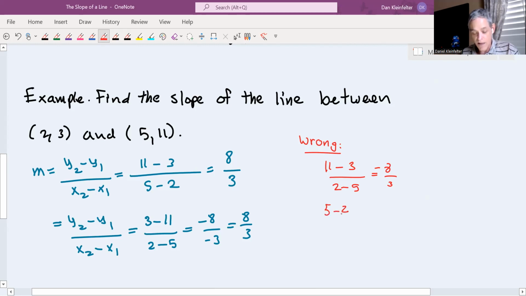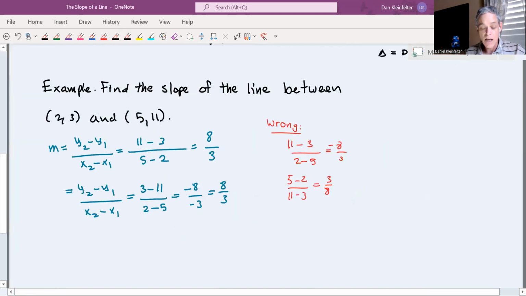Also wrong, and this is probably a more common mistake, is to put the x's on top. So if you do 5 minus 2 divided by 11 minus 3, that will give you 3/8, and that is also wrong. Remember that it is the y change on the top, not the x change. Change in y divided by the change in x. If you write the formula every time you use it, you're less likely to make that mistake, which is a good thing.